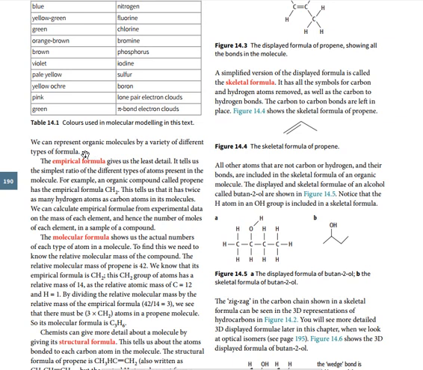Now let's see the next one, molecular formula. What is molecular formula? The molecular formula refers to the complete formula of that compound. So in this case, ethane is going to have 2 carbon atoms and 6 hydrogen atoms. That's the case of ethane.